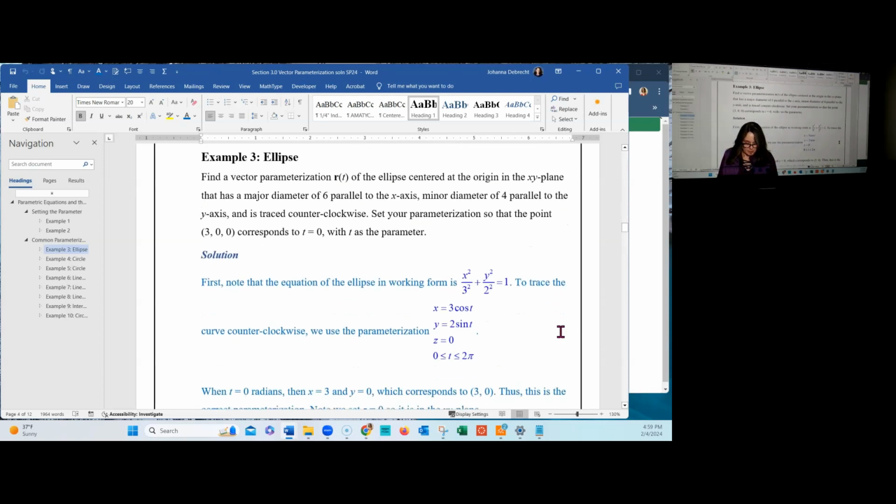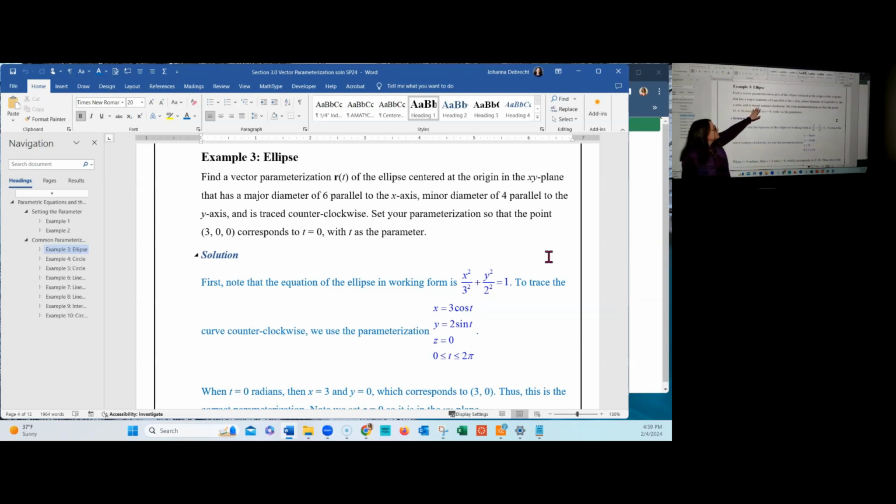Let's look at example 3, where we want to find a vector parameterization, R of t, of the ellipse that's centered at the origin. So the center of the ellipse is at the origin, and the ellipse is in the xy plane. That means that z equals 0. It's our floor, right? So the z coordinate is always 0 in the xy plane.